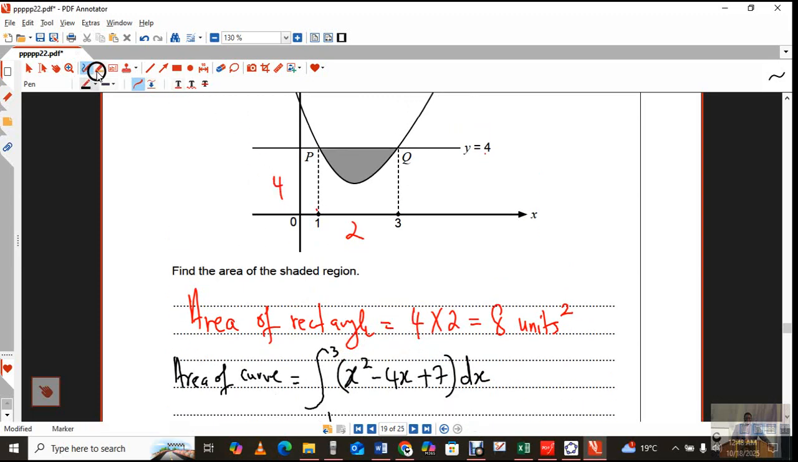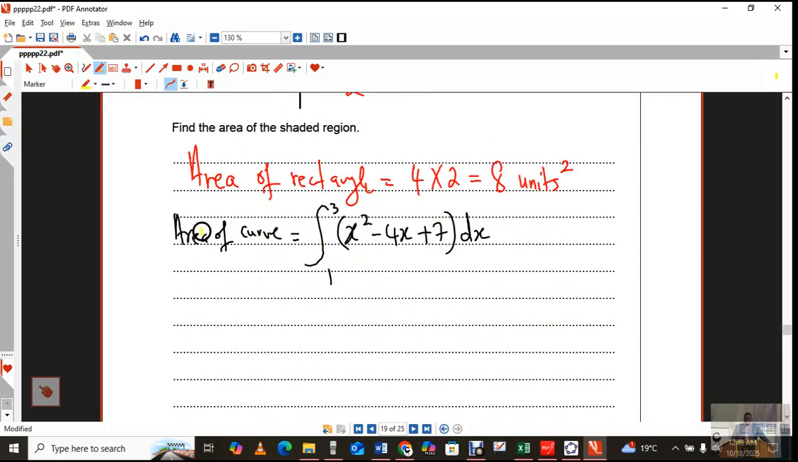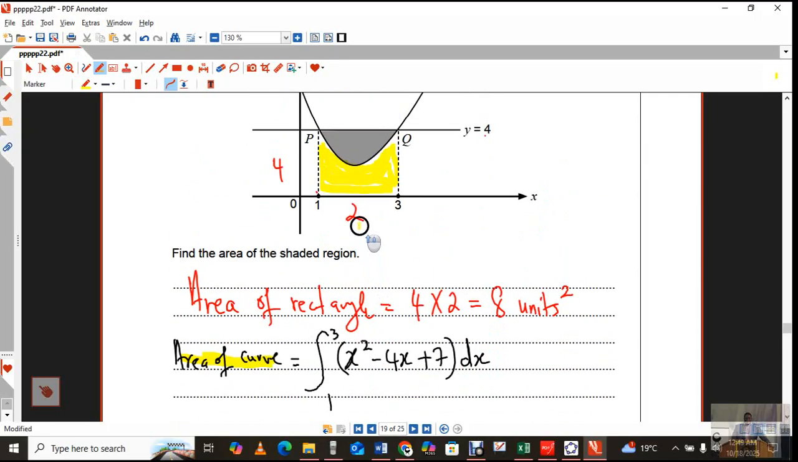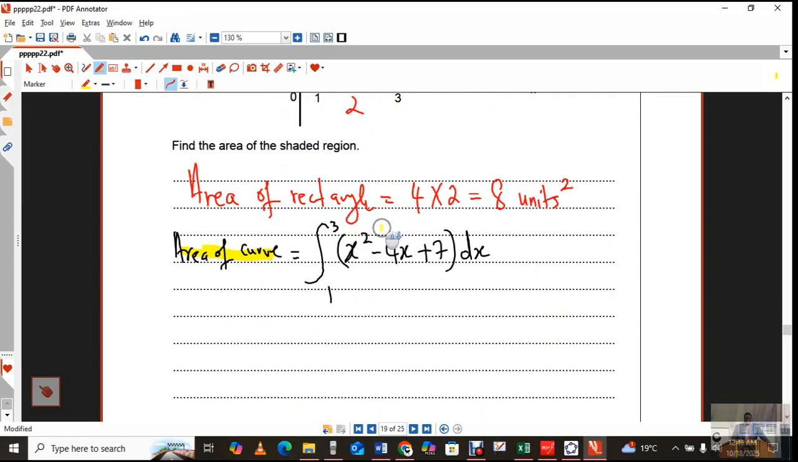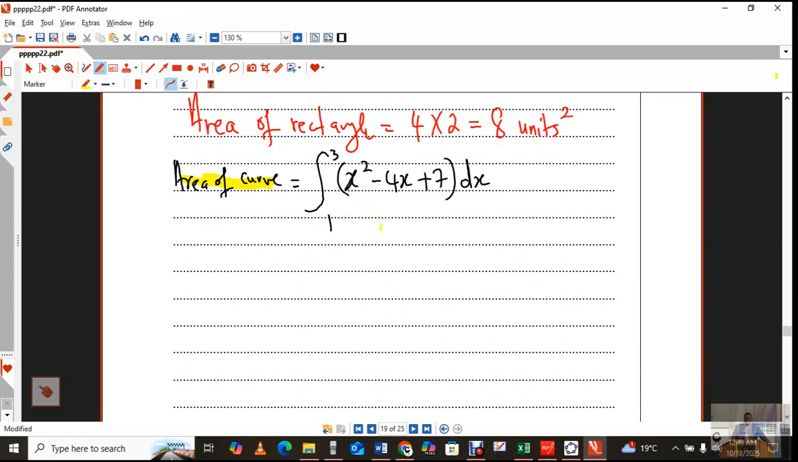So in a nutshell, if I have to highlight it, this is the area that I'm now calculating. The area of the rectangle is the whole thing there. So if you guess right, I'll be taking the area of the rectangle minus this yellow part, and that is what I'm going to do. So let's integrate to find this area. We can integrate quite easily.